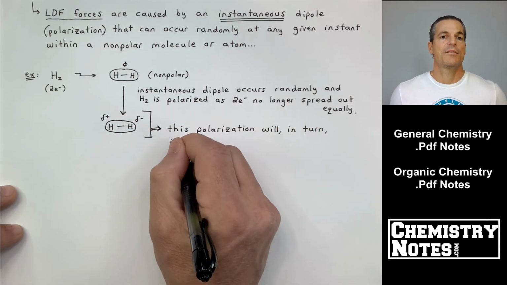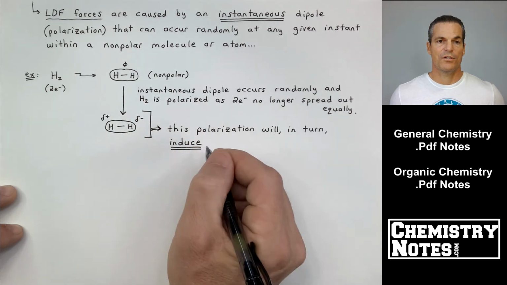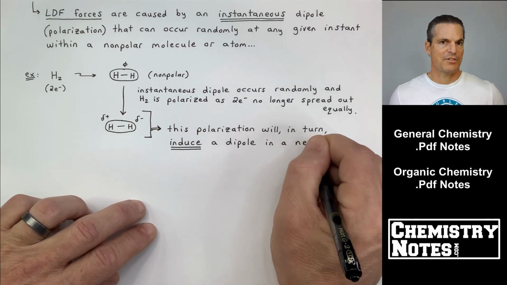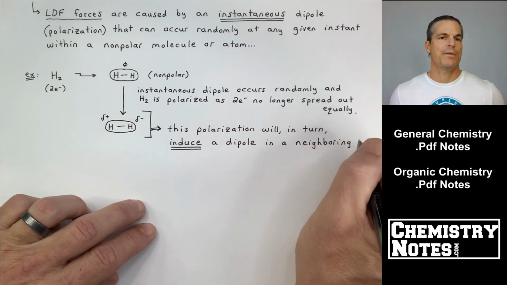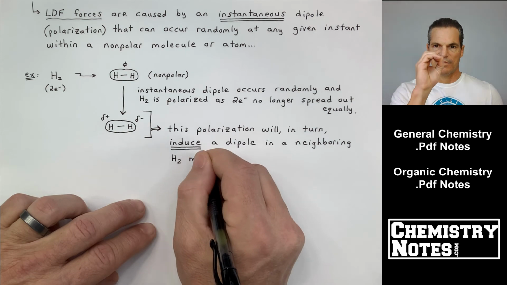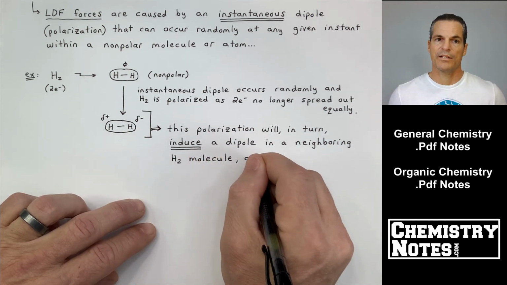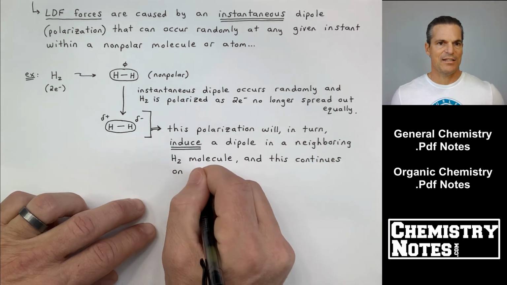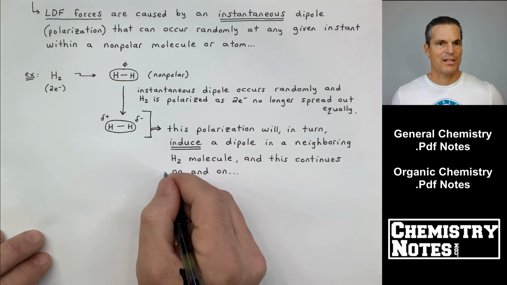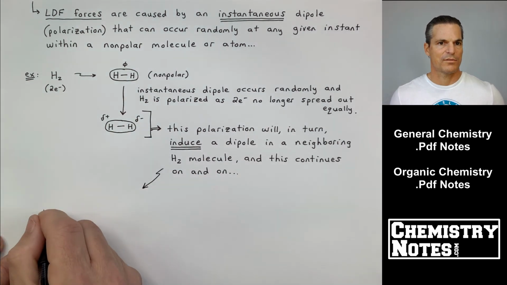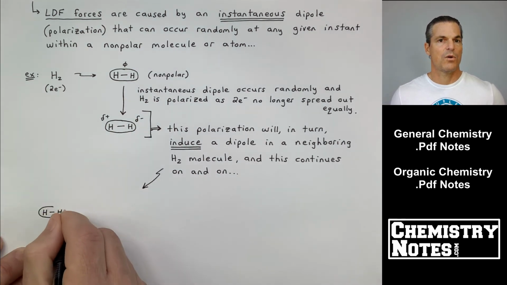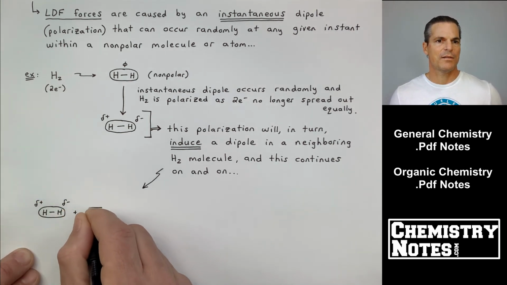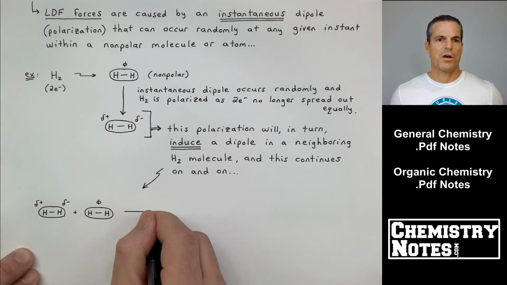All right, so the instantaneous dipole occurs randomly, and H2 gets polarized as 2 electrons are no longer spread out equally. Now, this polarization will in turn induce a dipole in a neighboring H2 molecule that's behaving itself. And by behaving itself, I mean it has a 0 above it. It's completely nonpolar at that time. But if you have one molecule that is instantaneously polarized for a split second, that's going to induce neighboring molecules to polarize themselves. Why? Well, if you have a partial positive and a partial minus, even for a fleeting moment, what's it going to do? Well, just look at the drawing I've drawn here, right?